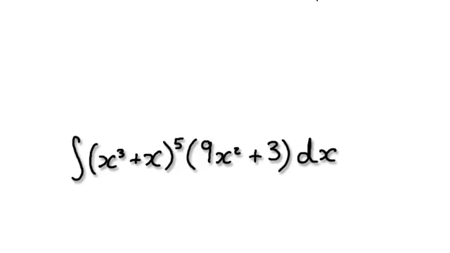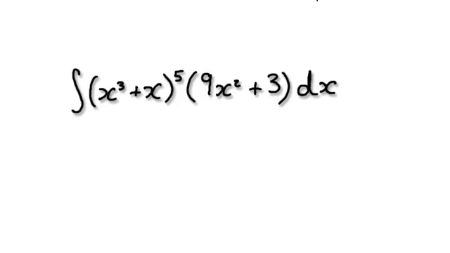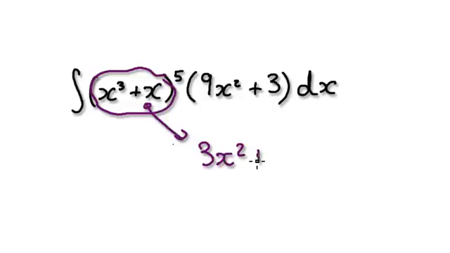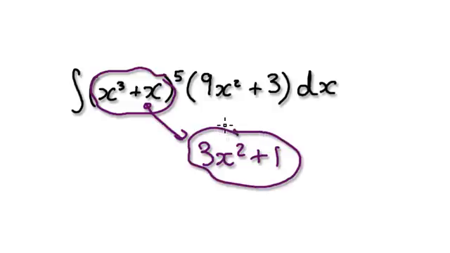Okay, let me give you guys some more practice. So integrate this by using substitution. If you zoom into this bit here, if you differentiate this, it will give you 3x squared plus 1. So you can see this is very similar to this. So you can make the adjustment.